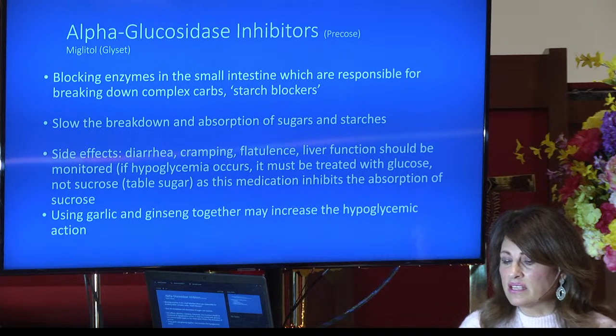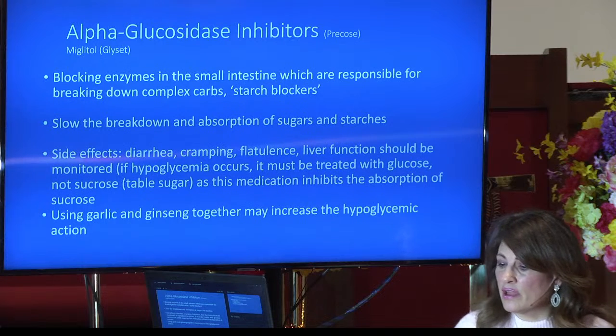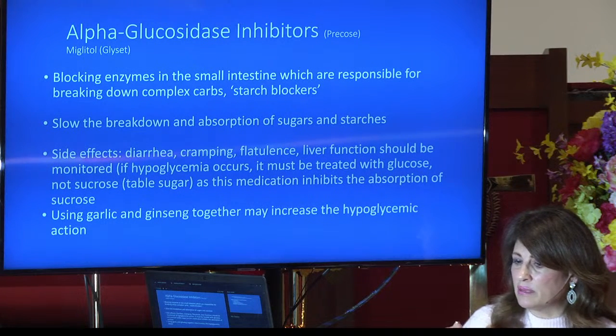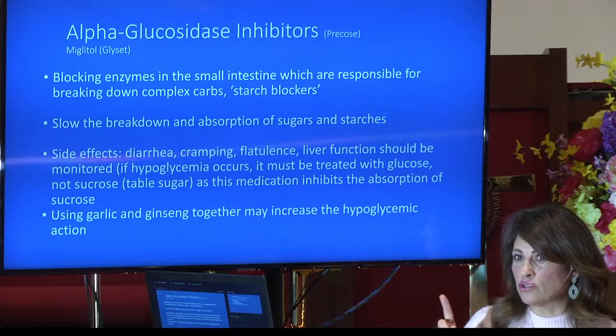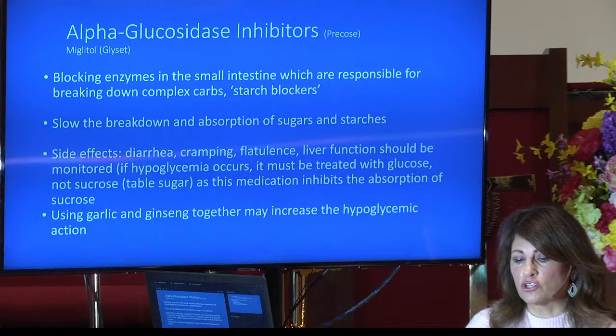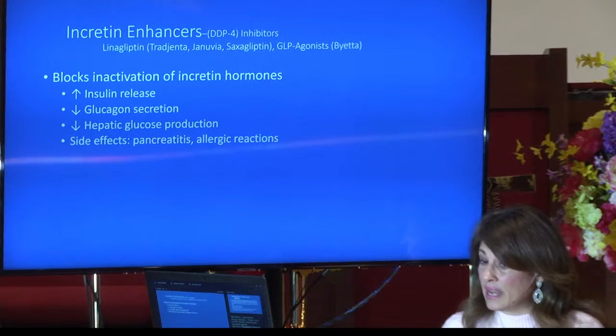Also, side effects with these: diarrhea, cramping, liver function should be monitored. And if they do become hypoglycemic from these drugs, they have to be treated with glucose. So you have to have the glucose shot home because they actually inhibit the absorption of sucrose, which is table sugar.